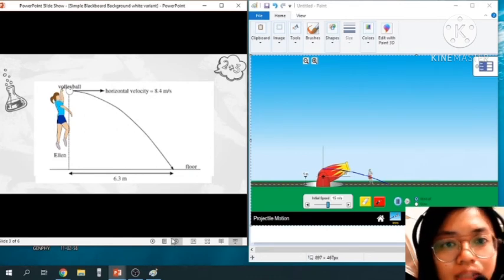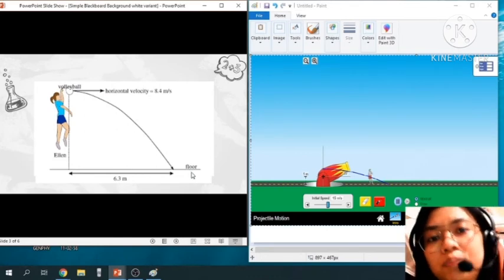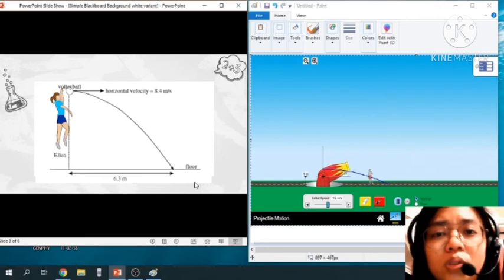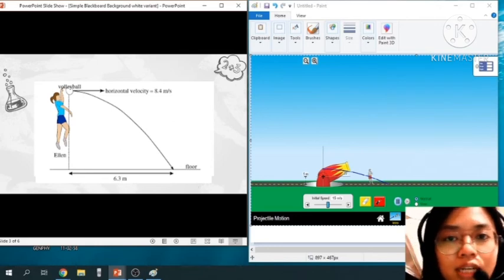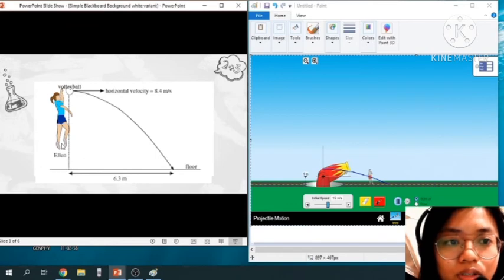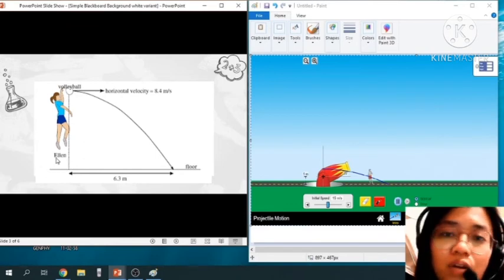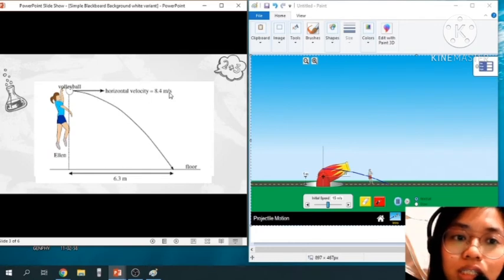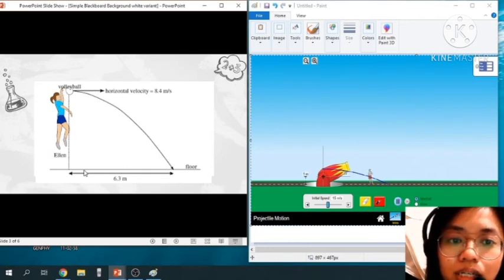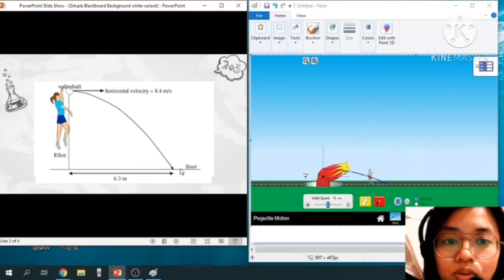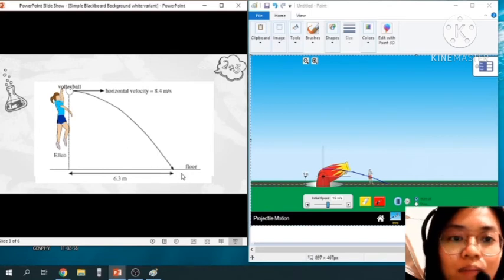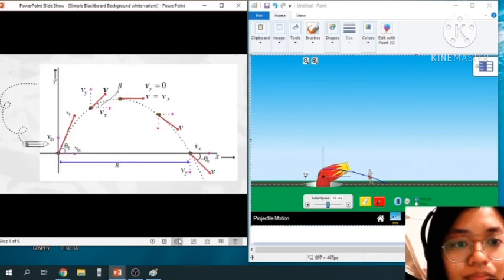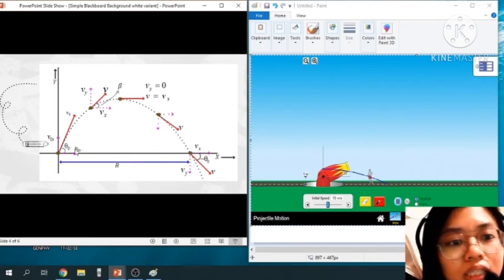How about the girls? In volleyball. Mostly in sports, projectile motion applies. In volleyball, you have to consider your height and your jump, like when you spike, and the horizontal velocity, and the floor or the displacement from you to the ground where you hit.